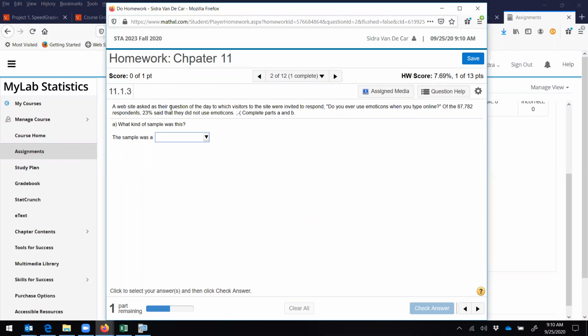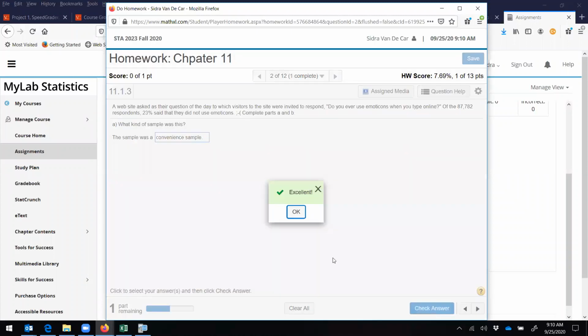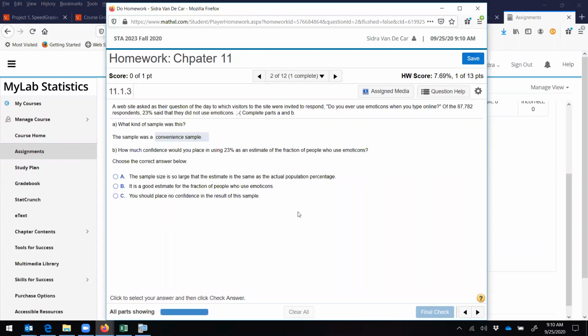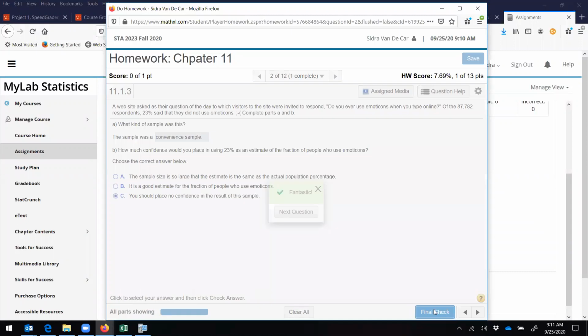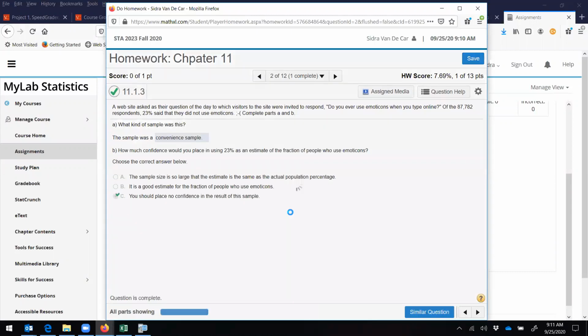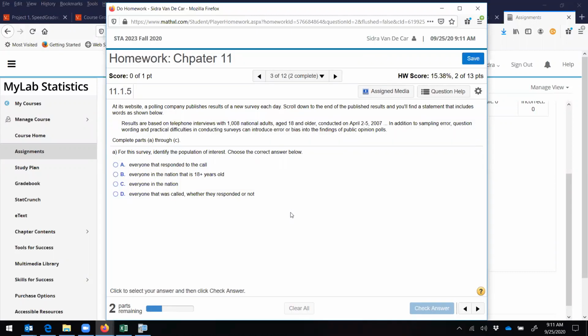All right, a website is asking their visitors. That's just a convenience sample. They're not doing any kind of random sampling or dividing people up in any way. How much confidence are we going to place in a convenience sample? Almost none. Now, it has nothing to do with the sample size. It has to do with the fact that it is a convenience sample. And we know that's not representative of the population.